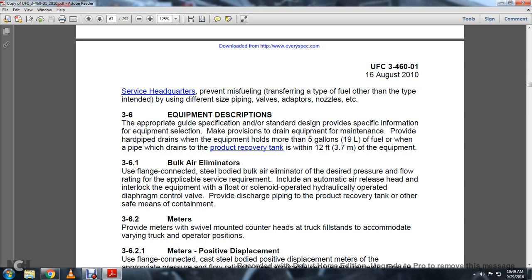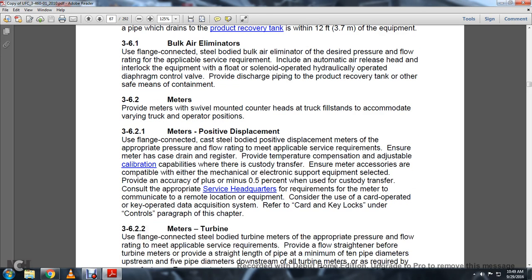3.6.1 Bulk air eliminators. Use the flange connected steel body bulk air eliminator with the desired pressure and flow rating applicable to service requirements, including the automatic air pressure head with interlocking equipment with the flow and solenoid operated, hydraulically operated diaphragm control valve, provided with the discharge pipe and the product recovery tank as a safer means of containment.